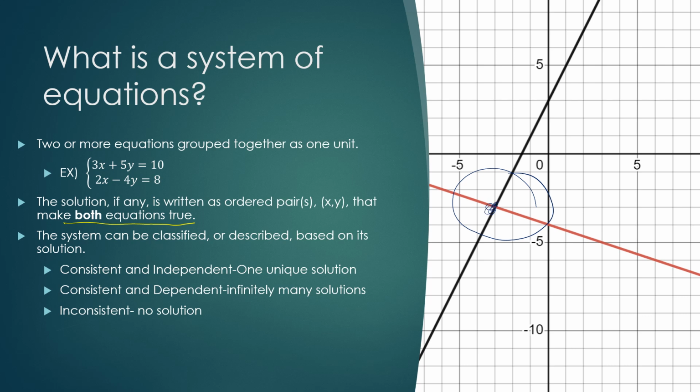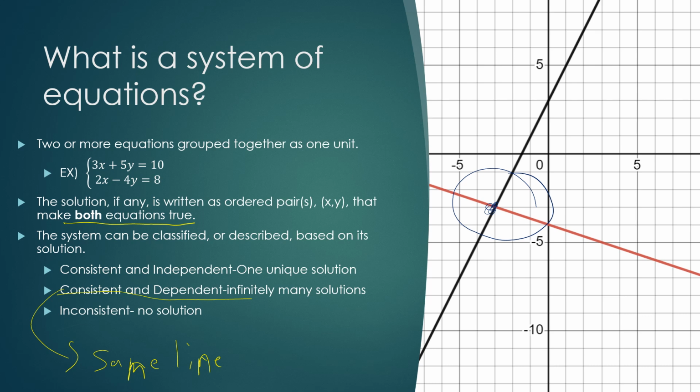However, we could also have a consistent and dependent system. This is where we have infinitely many solutions. Note that it's not all real numbers. It is simply an infinite amount of ordered pairs because essentially, if we have a consistent and dependent system, this is the same line, which means that any solution that works in the first equation must also work in the second equation.